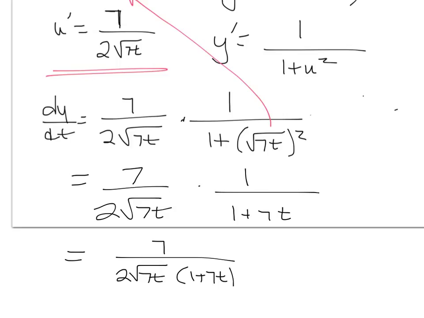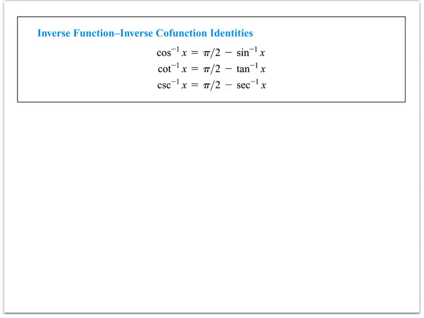Now, of course, we did the sine, we did the tangent. You could go through all of these and prove them that same way, or you can use these inverse cofunction identities. Maybe you remember these, more identities from pre-cal. And so you could just use these. So let's say I want to find the derivative of the cosine inverse.